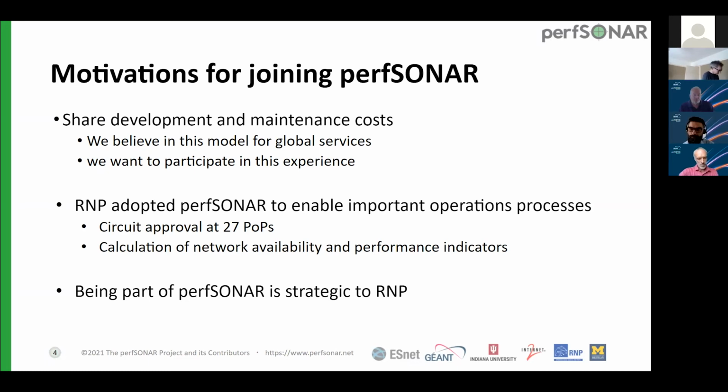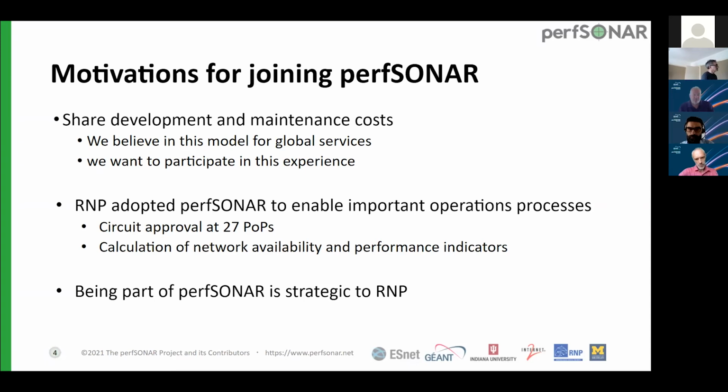Also, RNP has already adopted perfSONAR for some of its core operation processes. For example, we are responsible for the procurement of the access circuits to all those 800 institutions that we connect. In this case, we have a process of doing circuit testing validation.